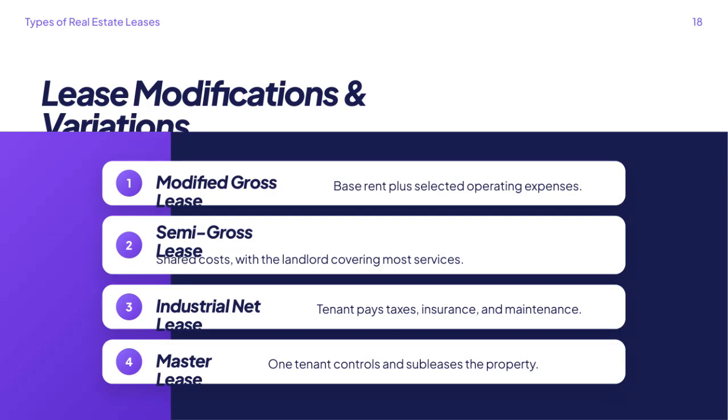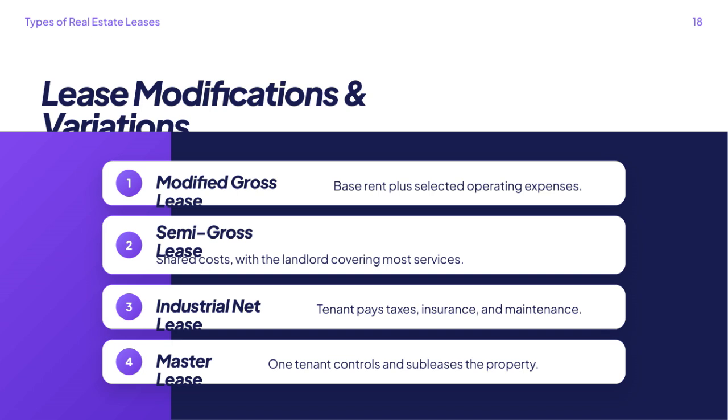Now let's look at some common types of lease modifications and variations you'll encounter in real estate. First, the modified gross lease. In this arrangement, the tenant pays the base rent plus selected operating expenses. This gives some flexibility on which costs the tenant is responsible for. Then, we have the semi-gross lease. Here, costs are shared, but the landlord typically covers the majority of services, which can reduce tenant responsibility for maintenance or utilities.